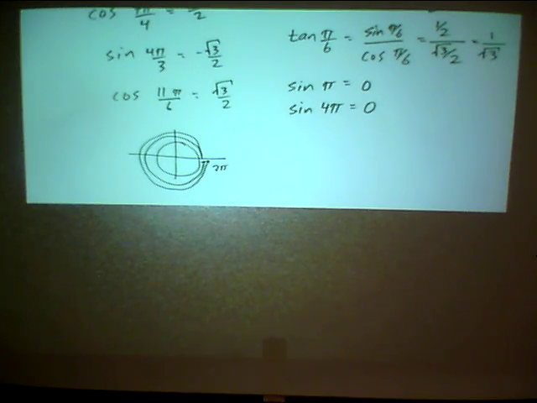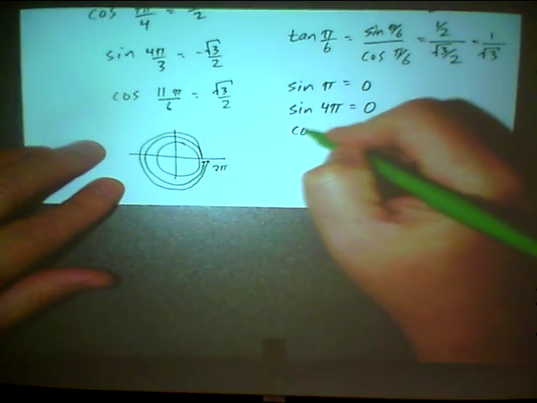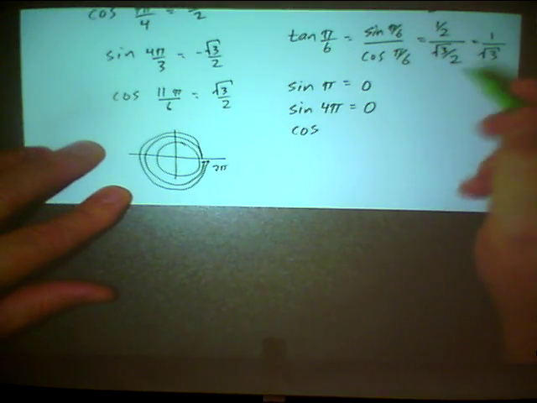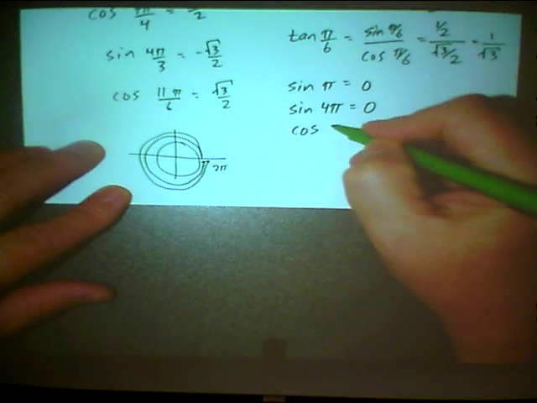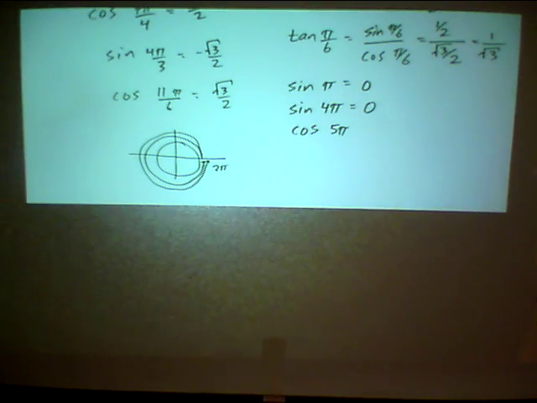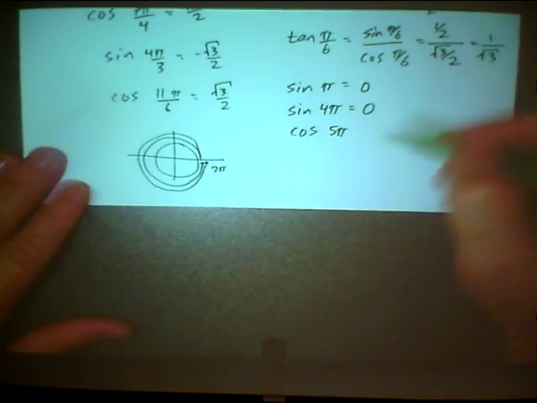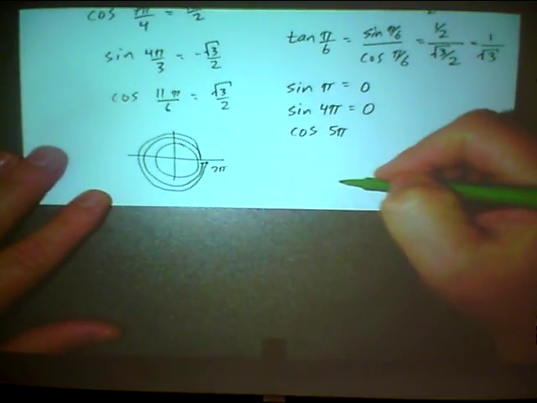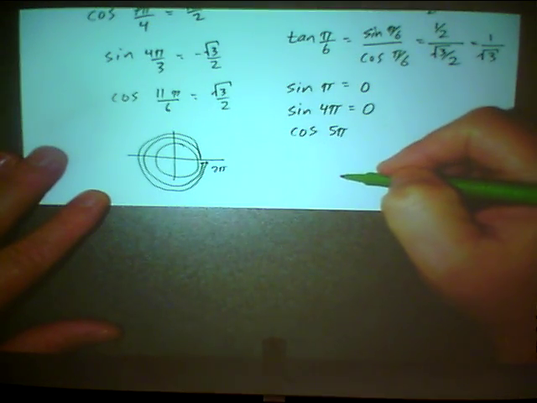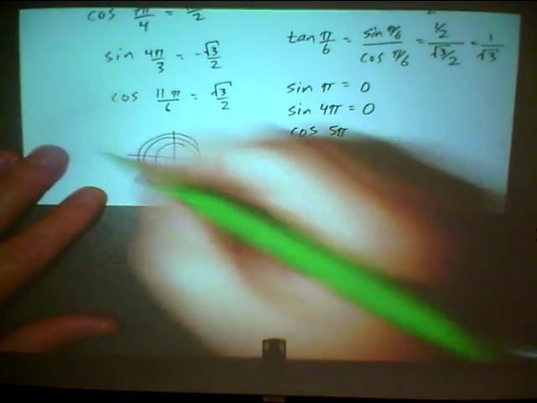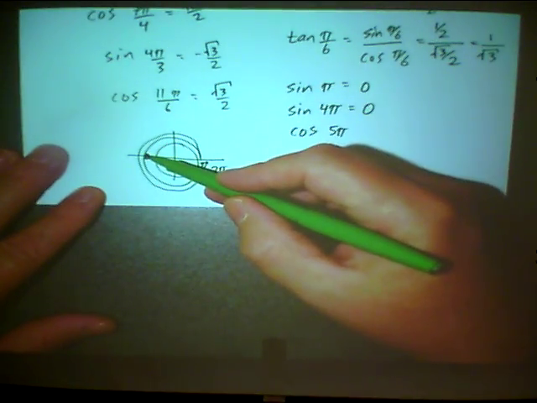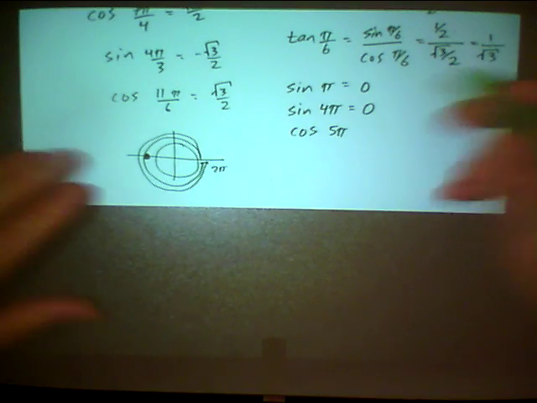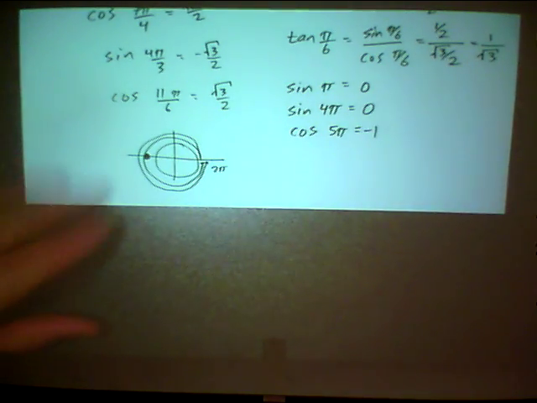How about another one? How about the cosine of 5π. So if my angle is 5π, where do I end up? That means I go around the unit circle twice. That's 4π. And then I have to go 1 more π, which means I end up over here. Now the cosine of this point, or the x value, is -1.